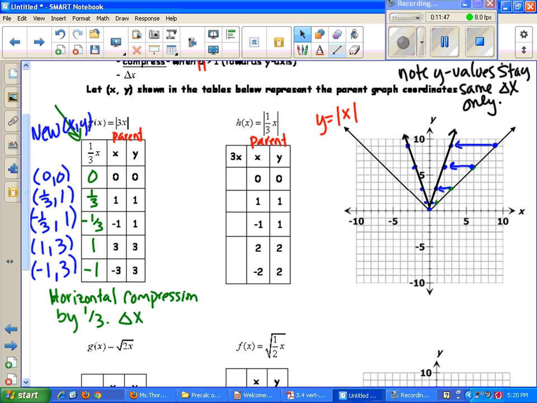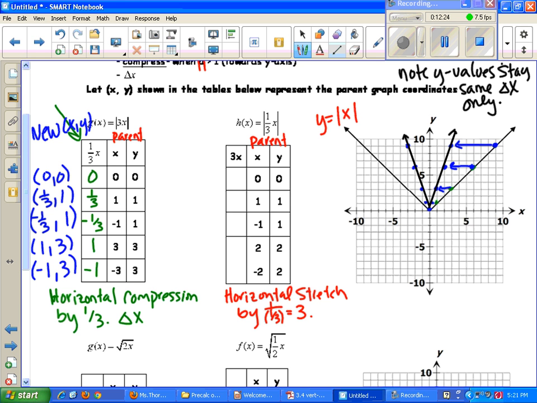So then for the next graph, if we look at it, we have the absolute value of 1/3 times x. Since 1/3 is between 0 and 1, I know this is going to be a horizontal stretch by a factor of 1 over 1/3, which is really equal to 3. So we're stretching out our x values by 3. I'm going to do this by the graph this time first, and then I'm going to make the table.